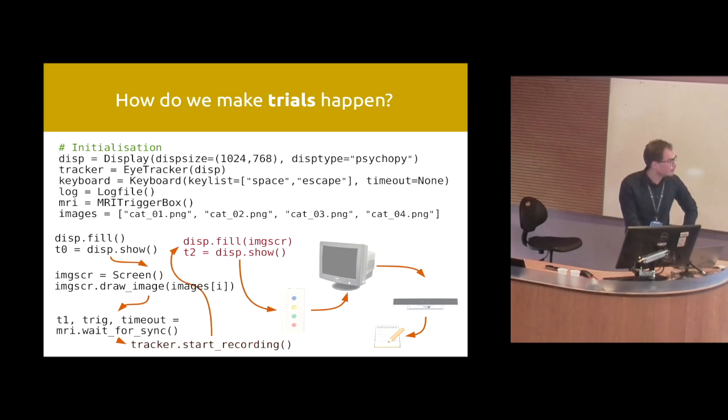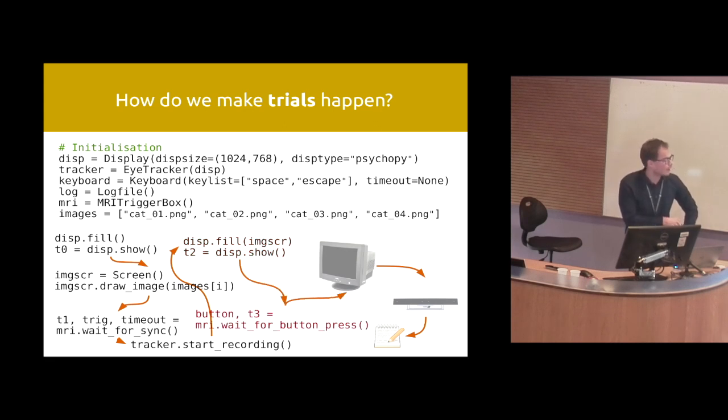Then I'm going to present my image by saying to the display, fill your buffer essentially with this image screen that I pre-prepared. That's super quick. And then I'm going to call show, which puts this image screen actually on the display, and it gives me this timestamp of when that actually happened. Same as here, but now we actually have something. So now we have our image on the display.